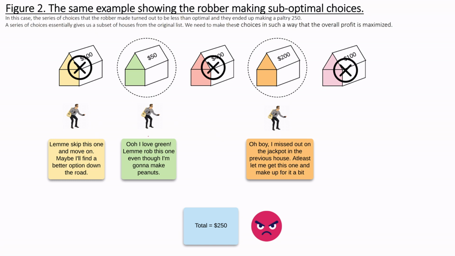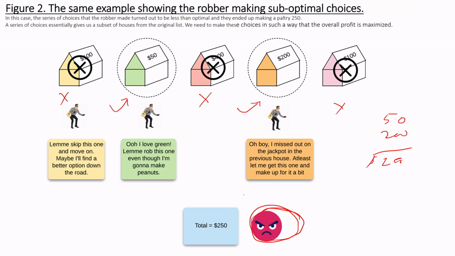So if the robber is thinking that starting at the first house is not good, he wants to start with the second one. Initially he got 50. Next he cannot rob the adjacent one, so he robs the next one, where he got 200. Next he cannot do that either, so he can rob only two houses. In this case he got $250, which is not optimal. As you can see, the robber is very unhappy that he started from the second house.